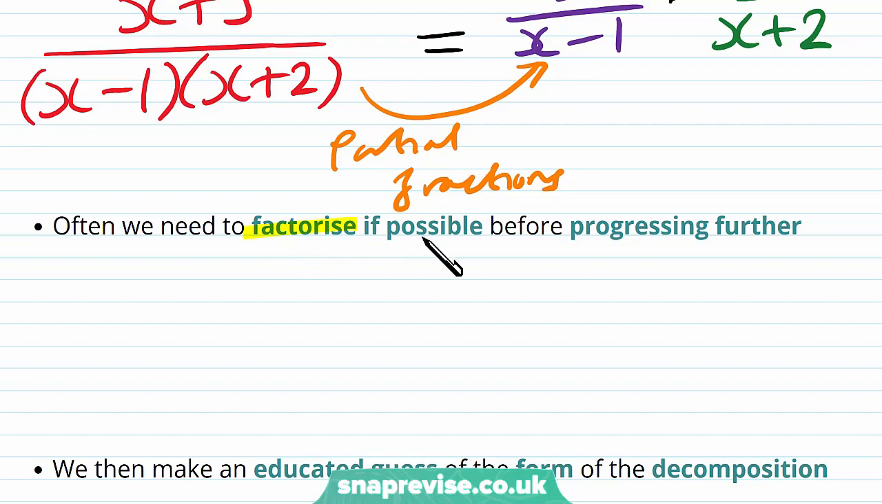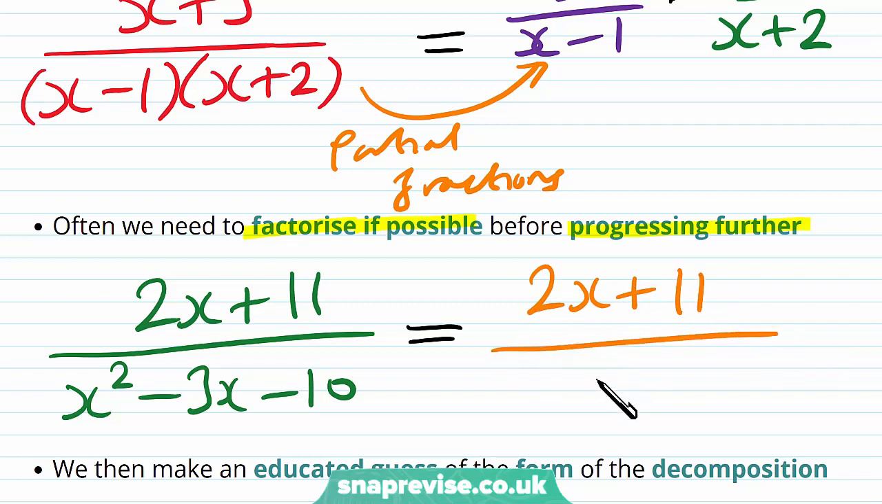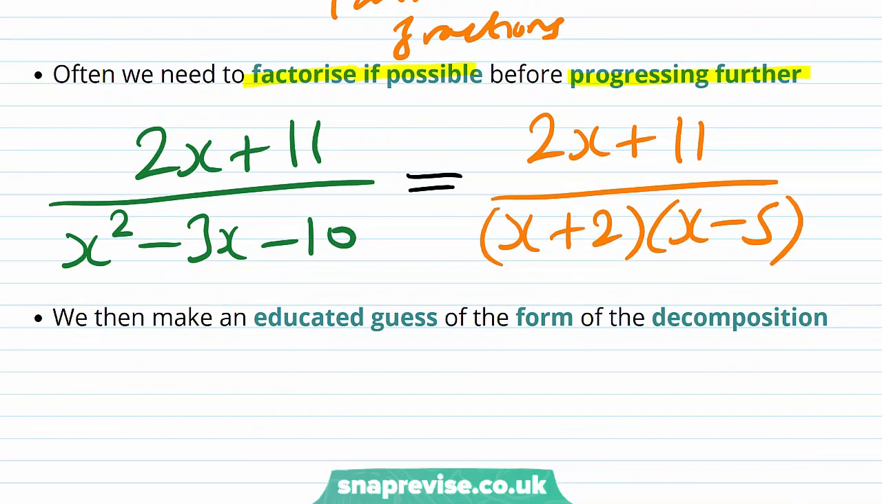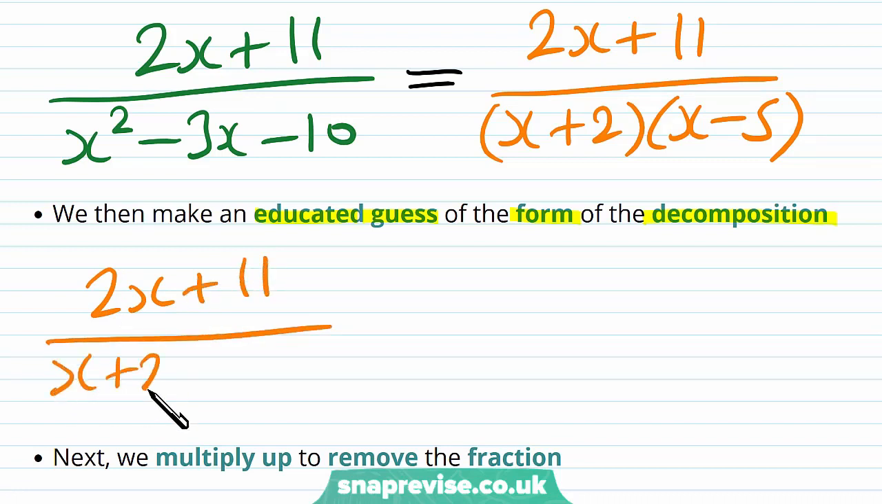Often we need to factorise, if possible, before progressing further. So if we had 2x plus 11 divided by x squared minus 3x minus 10, we often factorise the denominator and this will become 2x plus 11 divided by, in this case, x plus 2 multiplied by x minus 5. We then make an educated guess of the form of the decomposition.